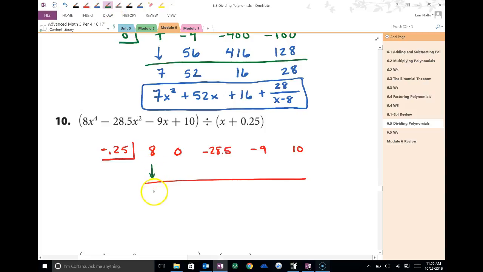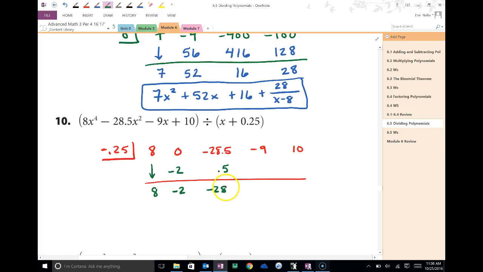So I'm going to drop the 8. What's 8 times negative 0.25? Negative 2. Well, think of 0.25 as the same as 1/4, right? So really you're just dividing by 4 every time. So 8 divided by 4 is 2, so negative 2. 0 plus negative 2? What's negative 2 divided by negative 4? 0.5, good.